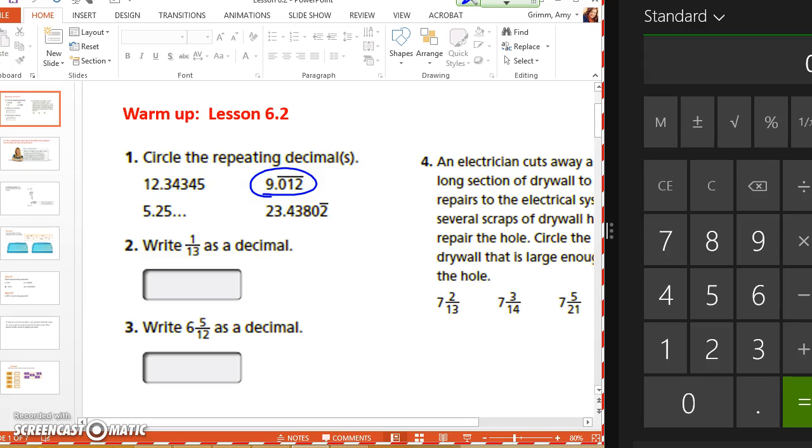And then you see the bar over the 2, which means in life, this 2 would keep going on and on and on and on. So that one is repeating. Then this one has this weird thing which I do not like because this is not really mathematical. When they do this dot, dot, dot, that means that the number is continuing on.